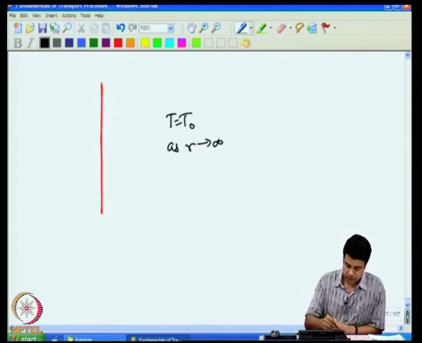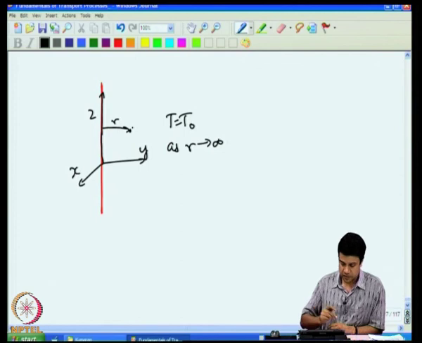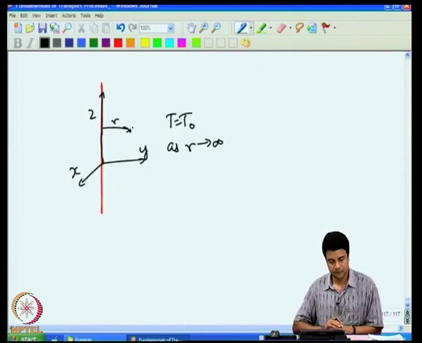So, I would use a cylindrical coordinate system where this was the z axis and the x and y are in the plane, and the distance r is the distance from the z axis to some position on the surface.